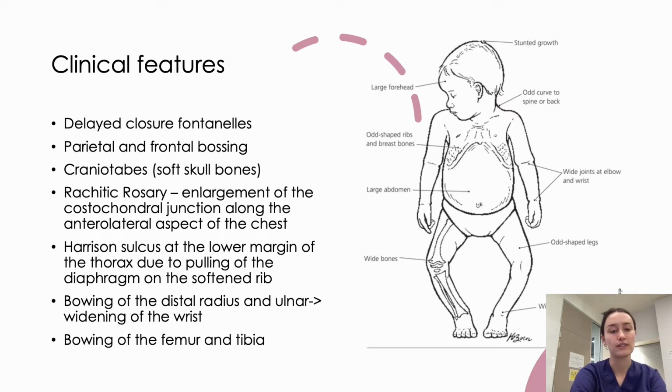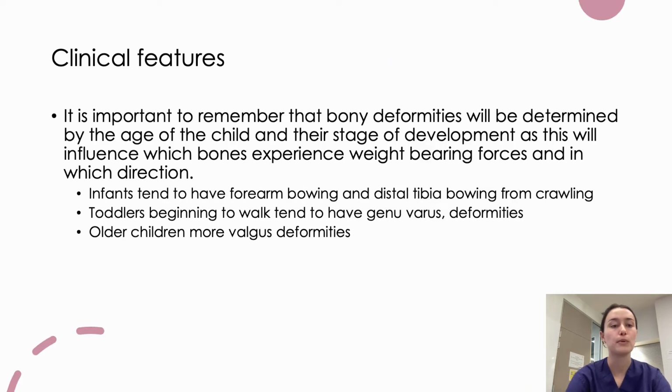And then bowing of the distal radius and ulna and widening of the wrists, and then what we're all familiar with would be bowing of the femur and tibia. But we also need to consider that the bony deformities are determined by the age of the child and the stage of development, because that will influence what bones are experiencing what weight-bearing forces and in which directions.